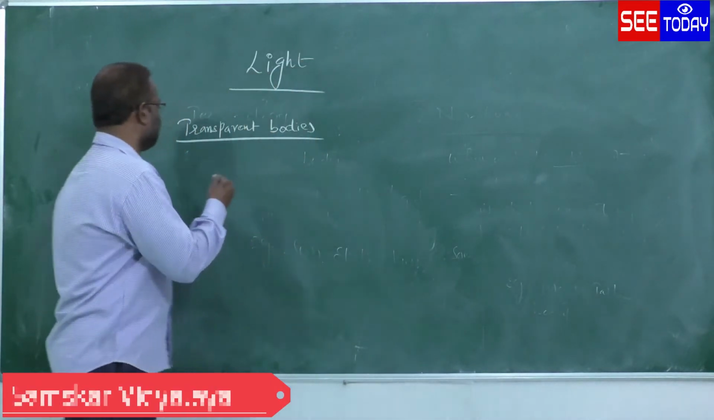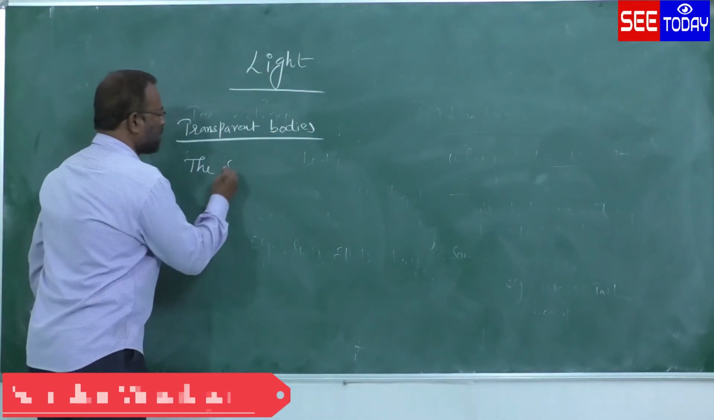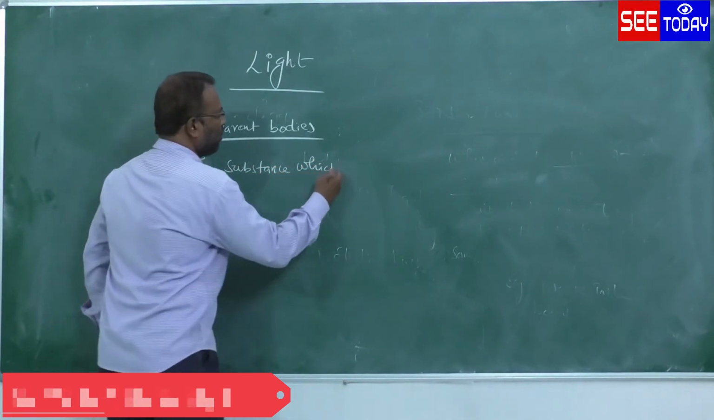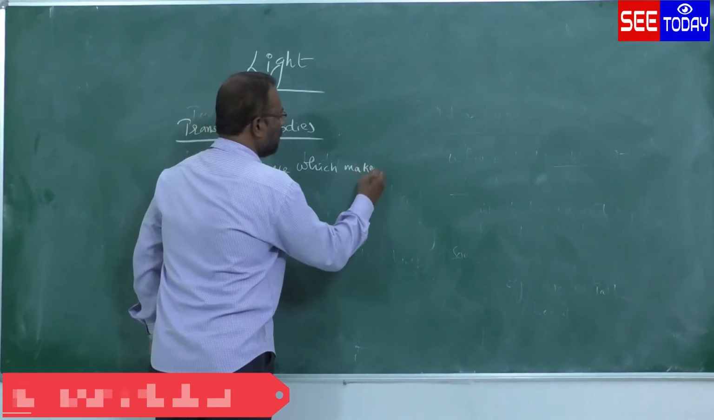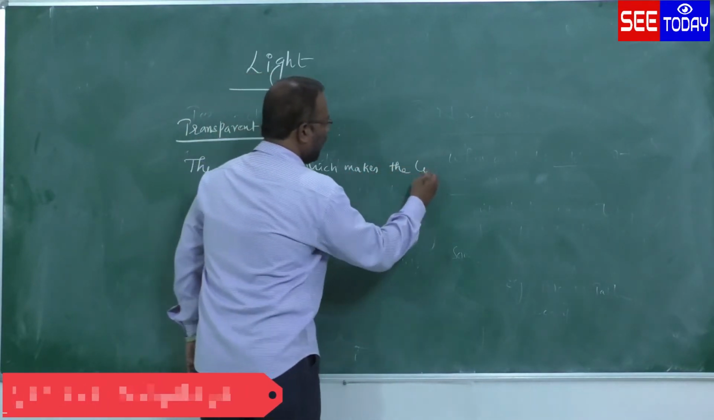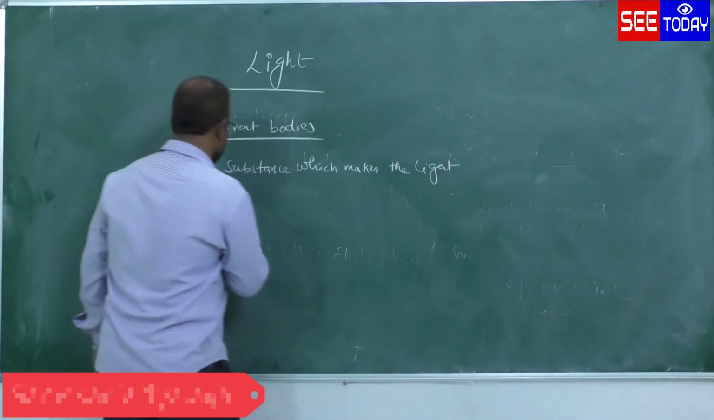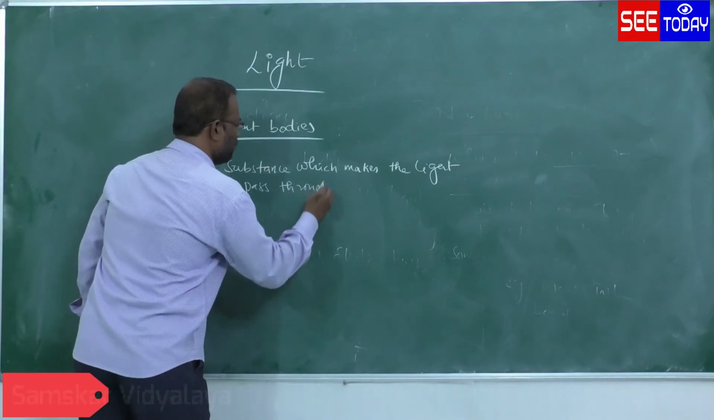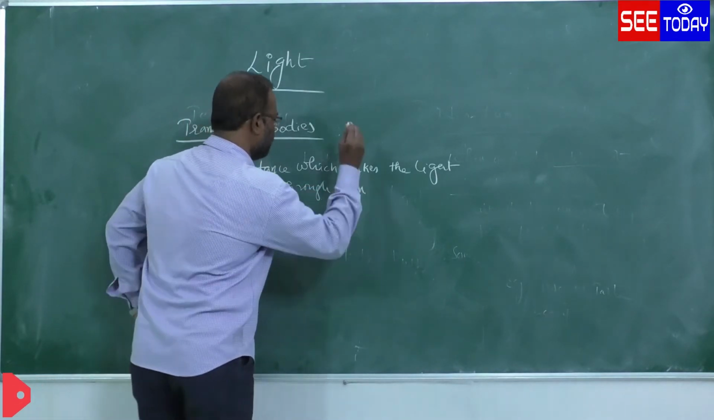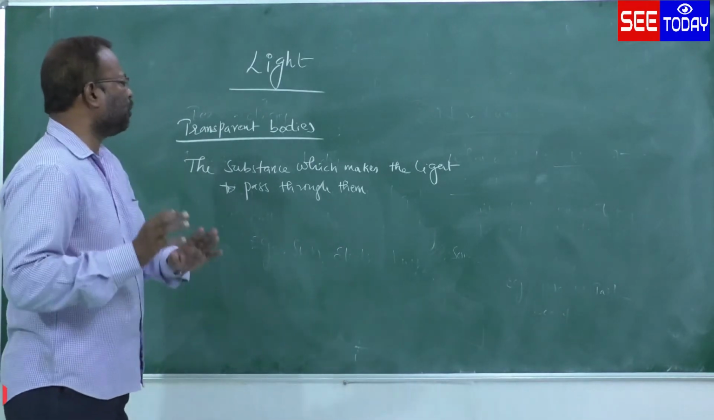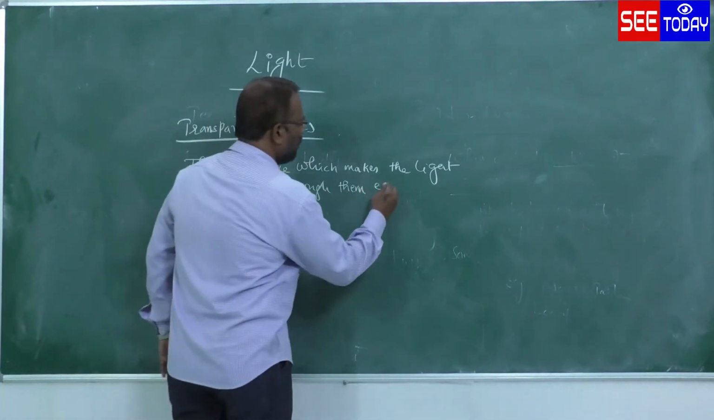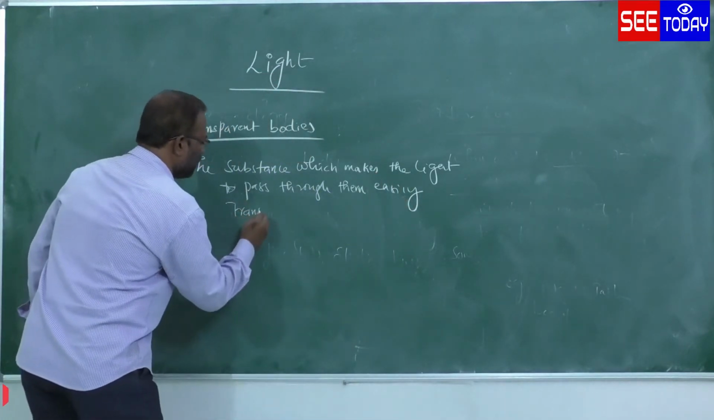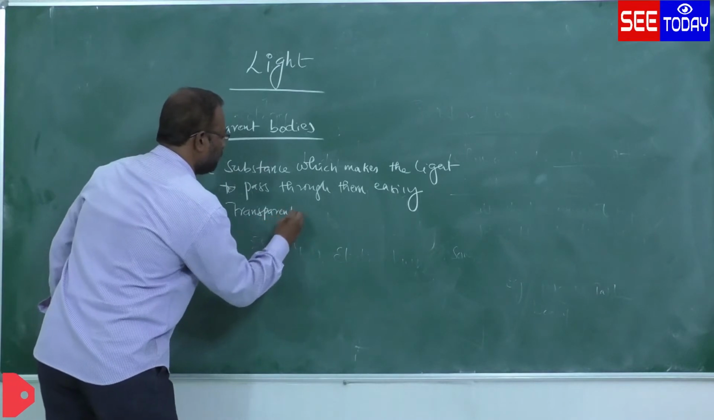So what is that? The substances which make the light to pass through them. The substances which make the light to pass through them easily, we will call it as transparent bodies.